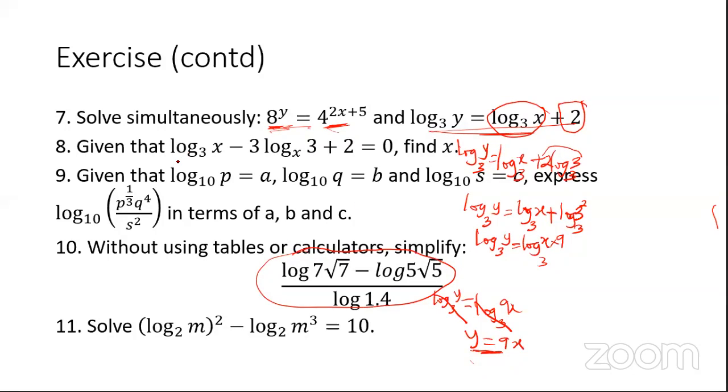So for number 8, you can see that this one is logarithm of x to base 3, while this is logarithm of 3 to base x. You can see that they are of different base, and we have mentioned what happens when they are of different base. You have to change the base. So you need to decide which one you want to change the base of.